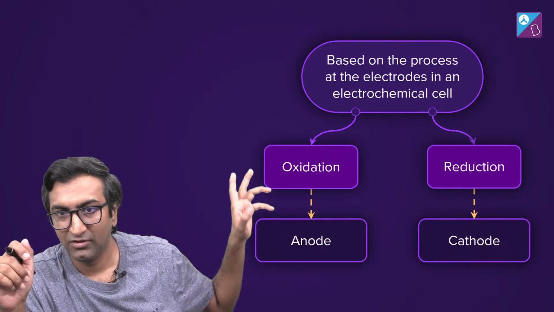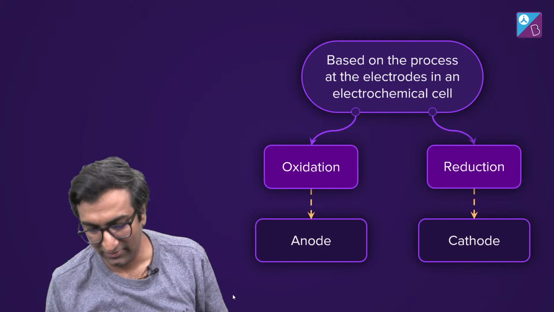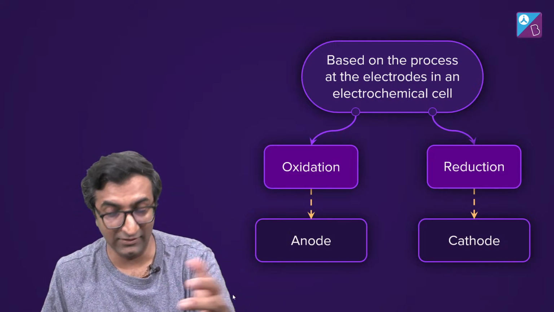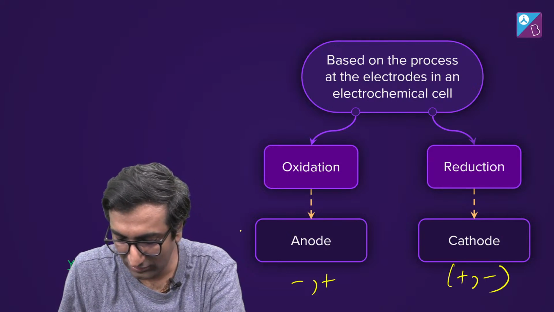Oxidation always happens at the anode, reduction always happens at the cathode. This is how you decide what is the cathode, what is the anode. The reason I'm saying this is that sometimes the cathode is positive, sometimes it is negative.